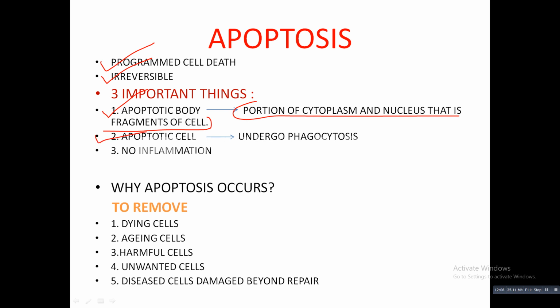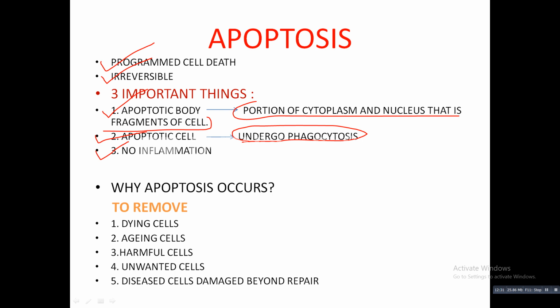So the apoptotic cell ultimately undergoes phagocytosis, and thirdly, because this process is so fast, there is no component of inflammation. So I repeat, there are three important things in apoptosis. Firstly, there is formation of apoptotic body, which is nothing but a portion of the cell constituents itself. Number two, there is apoptotic cell undergoing phagocytosis, and third, there is no inflammation.